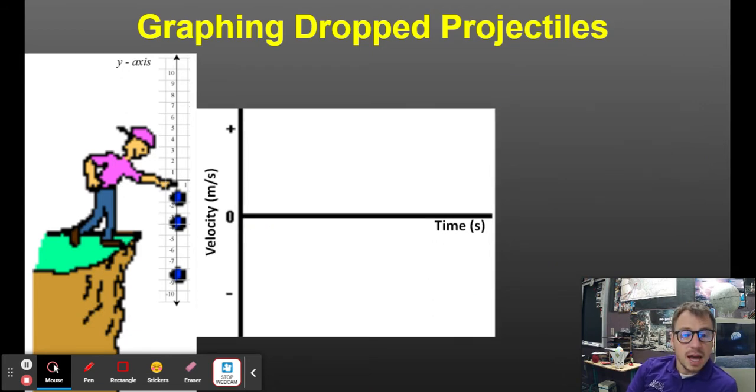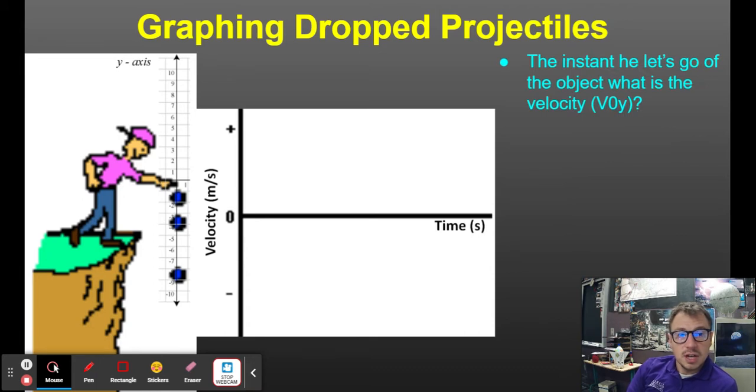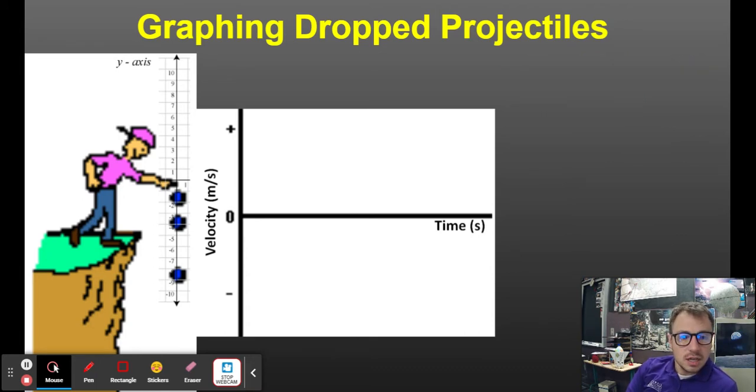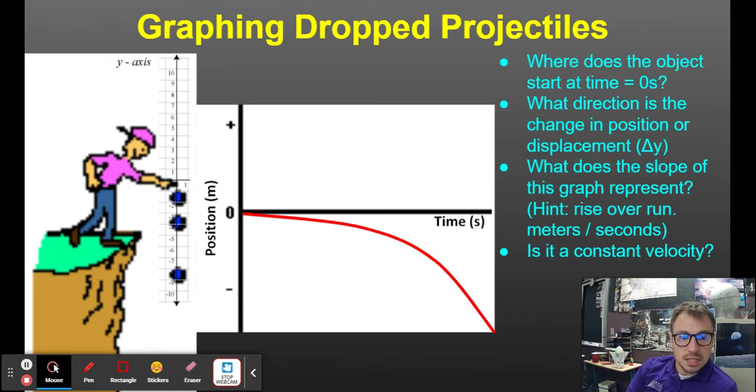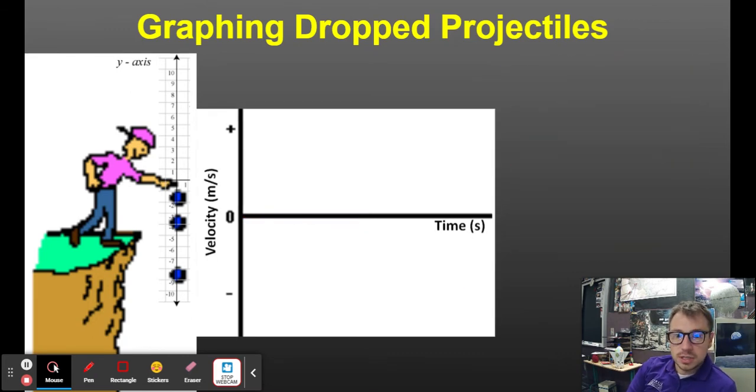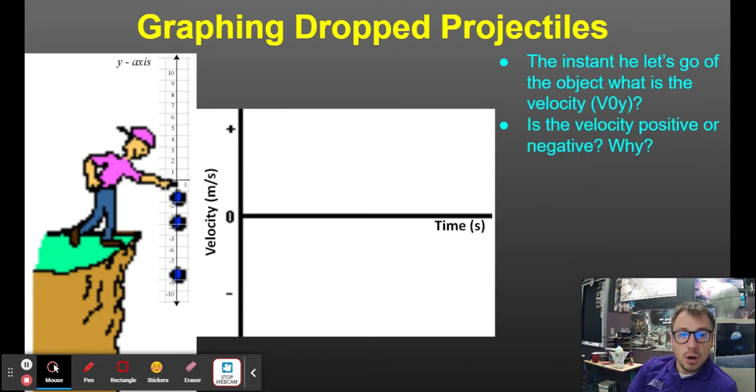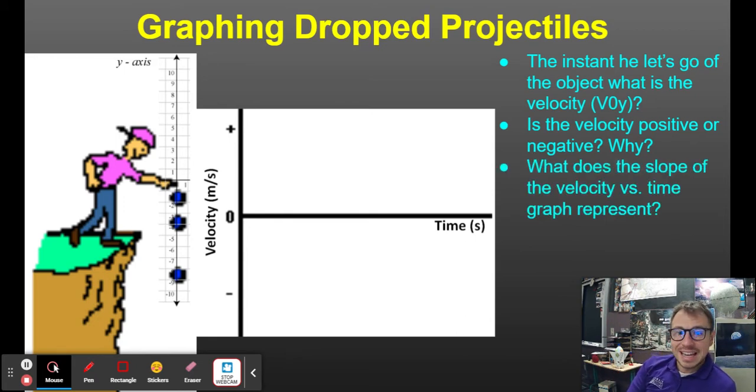Now let's look at the velocity versus time graph. The instant this person lets go of that object, it's at rest. If we look back at the other graph, the initial slope, that instant slope, was 0. So it starts at rest. And at no point is that object going to be moving upward in the positive direction, so my entire graph is going to be on the negative side.